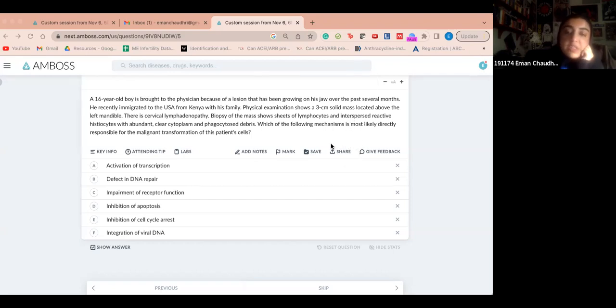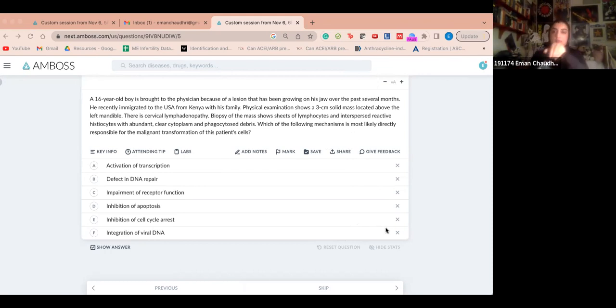So which of the following mechanisms is most likely directly responsible for the malignant transformation for this patient's cells? Okay, so A, activation of transcription, B, defect in DNA repair, C, impairment of receptor function, D, inhibition of apoptosis, E, inhibition of cell cycle arrest, or F, integration of viral DNA. Okay, so Ahmed said A, MYC, like c-MYC. Walid said c-MYC as well. Does anybody else have any other answer?